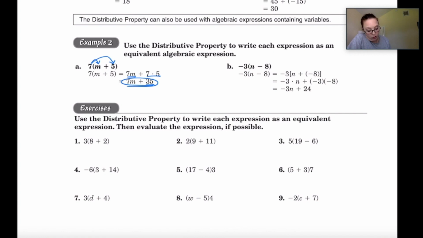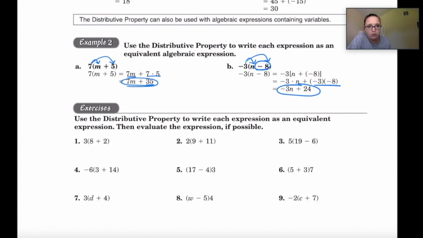In part B, you're distributing the negative 3. So you do negative 3 times n, which they have here. And you can treat this as negative 3 times negative 8, which is what they're doing here. So negative 3 times n gives us the negative 3n. Negative 3 times negative 8 is positive 24. So notice we have a plus 24 there.